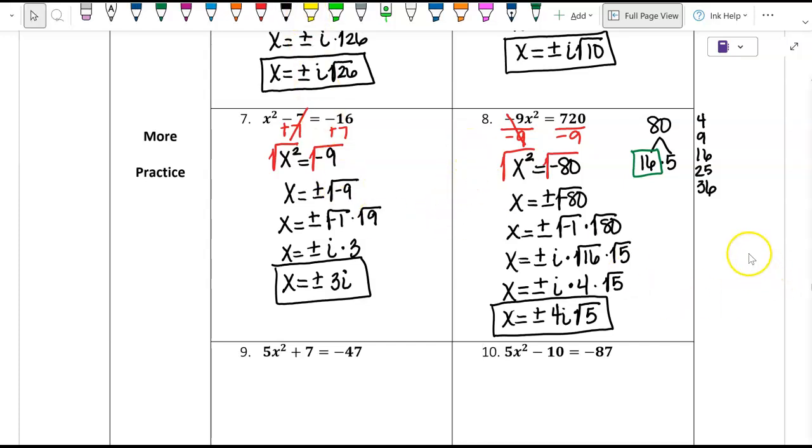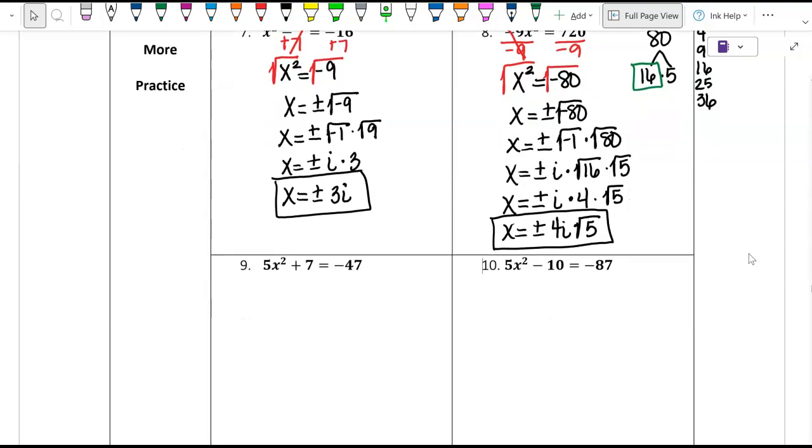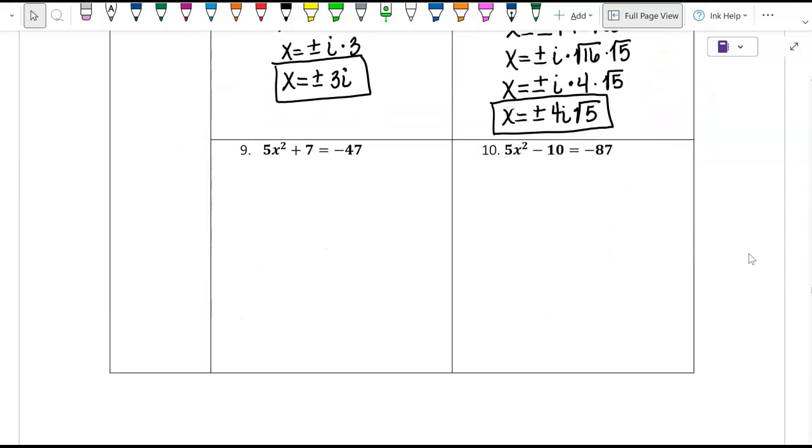Now the next two are a little bit longer. Okay, there's more steps to them. So 5x squared plus 7 equals negative 47. So we're going to start by subtracting the 7 from both sides. So 5x squared equals negative 54. Then we need to divide both sides by 5. So x squared equals negative 54 divided by 5.